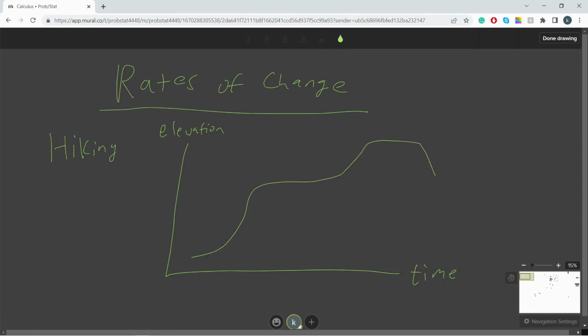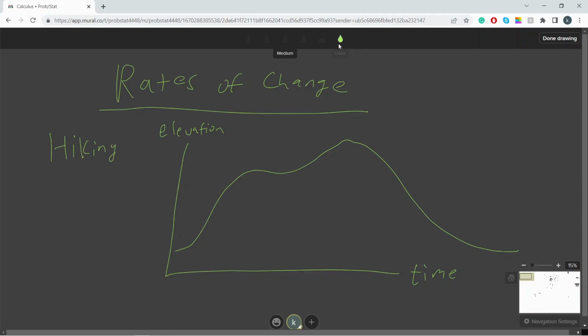Then you might be coming back down. Let's make this a little cleaner though. So a graph of elevation versus time might look something like this. So let's say this was our hike, right?